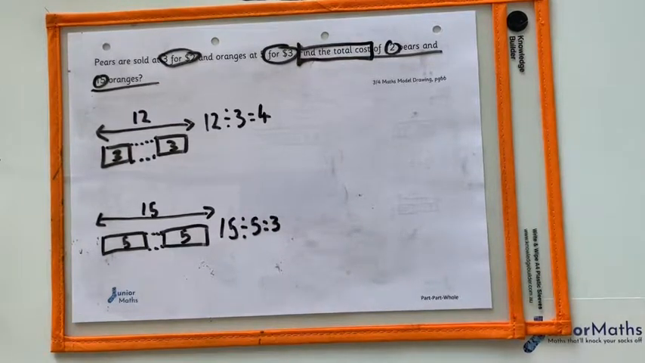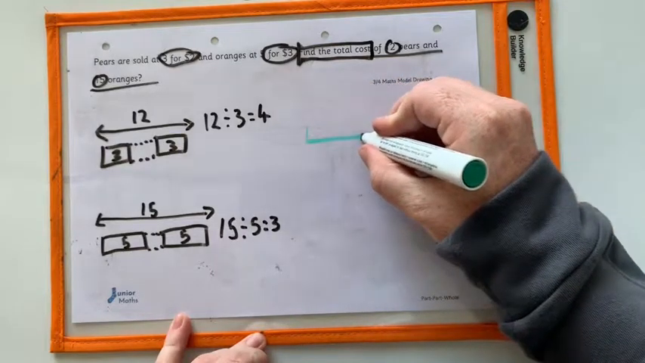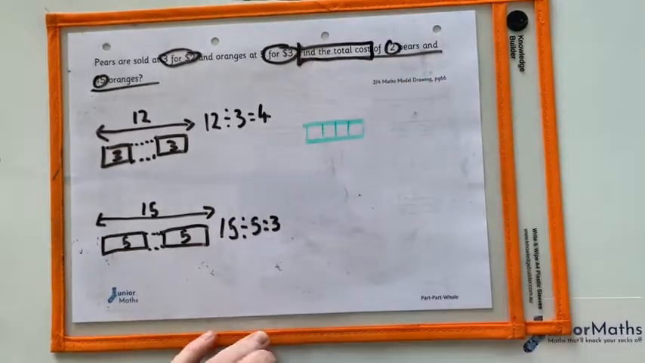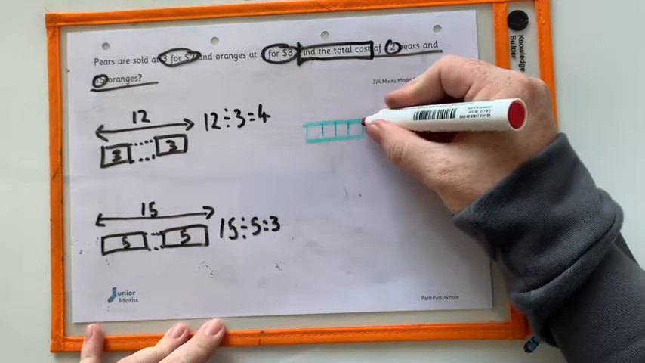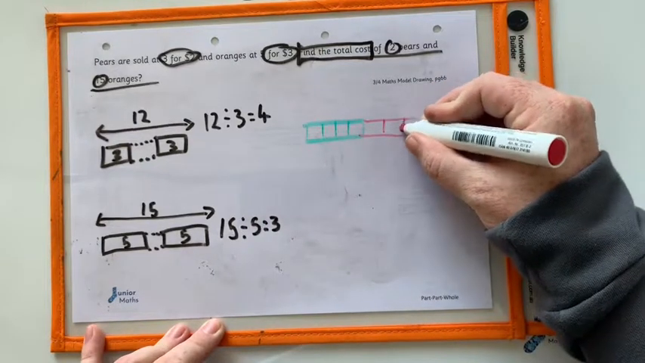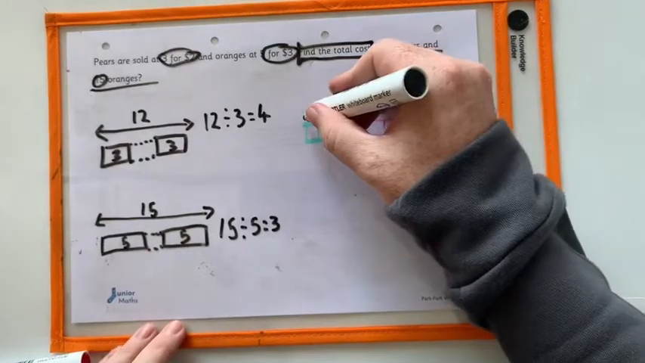So now if I'm drawing that in a bar model, I might start to use some different colours. Unfortunately, I do not have an orange whiteboard marker, but I'll draw the pears. I'll make them green. 1, 2, 3, 4. And then I will draw the 3 packets of oranges. 1, 2, 3. Okay, and we need to find the total cost.